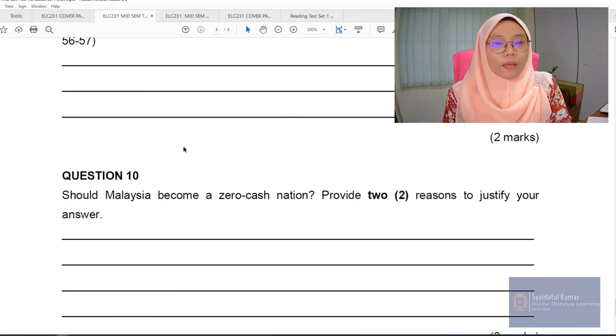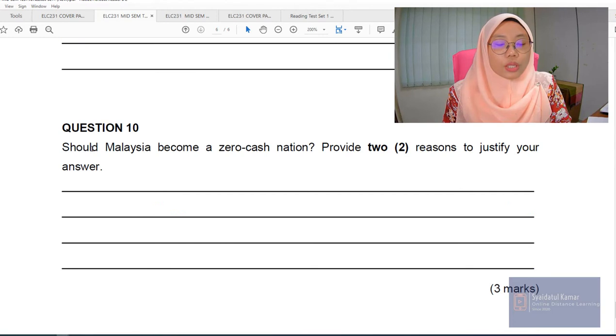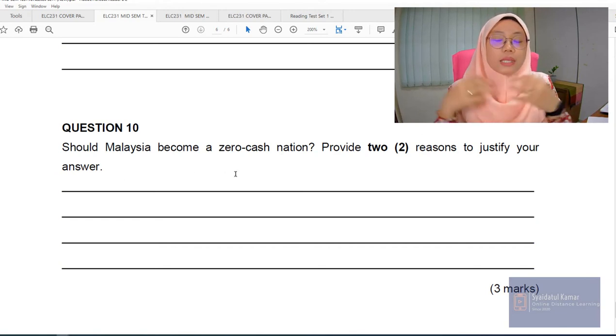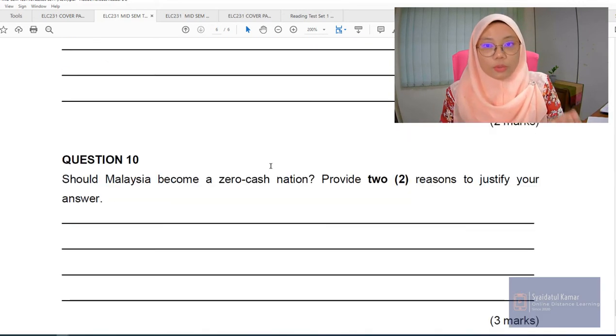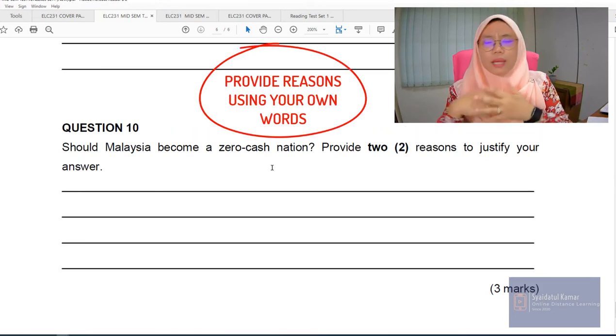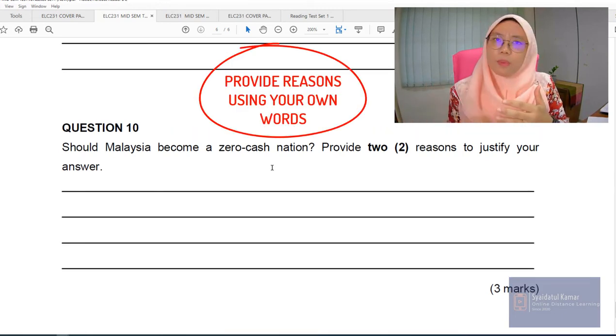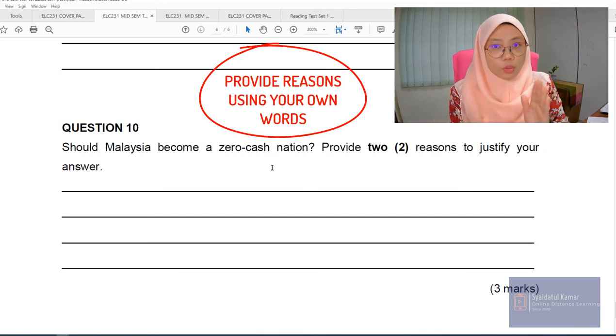Okay? And last but not least, question number 10, should Malaysia become a zero cash nation? Provide 2 reasons to justify your answer. So this is just asking for your opinion. You don't have to provide the reasons by referring to the article. You can just give any reasons that support your opinion. So obviously for these questions, you need to answer first, either it's a yes or a no. If it's a yes, what are your 2 reasons?